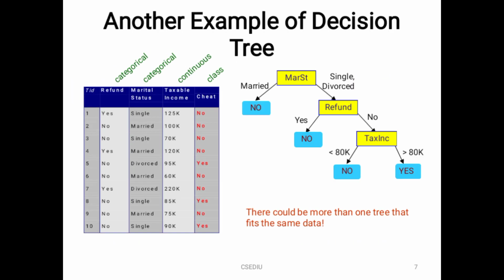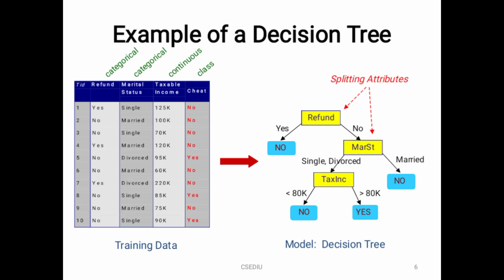Then some examples of decision tree. It's just like a tabular column. Refund is a categorical attribute. Marital status is a categorical attribute. Taxable income is continuous, and class is binary data like yes or no.